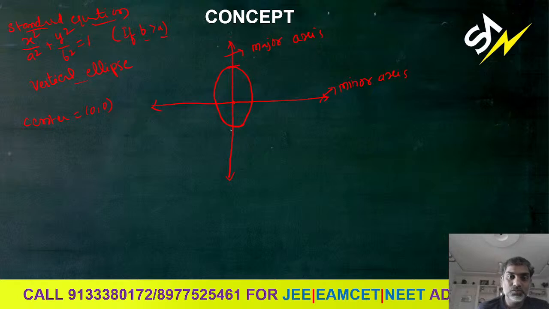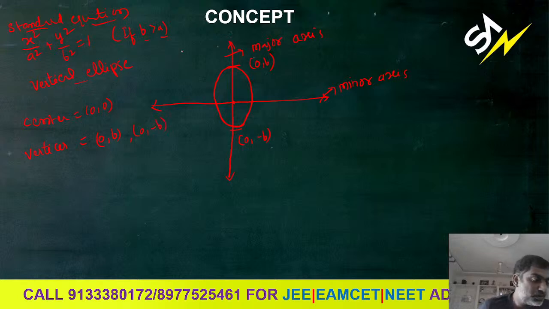Now these two, what do we call these? Vertices. So what are the vertices here? The vertices are, this is 0 comma b and this is 0 comma negative b. These are the vertices here, 0 comma b and 0 comma negative b, right?